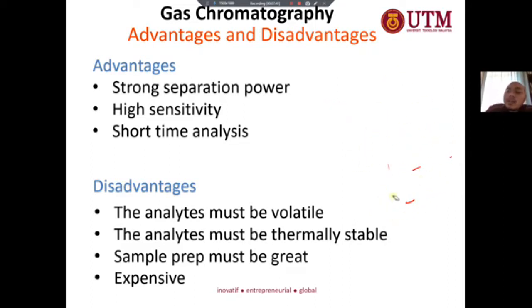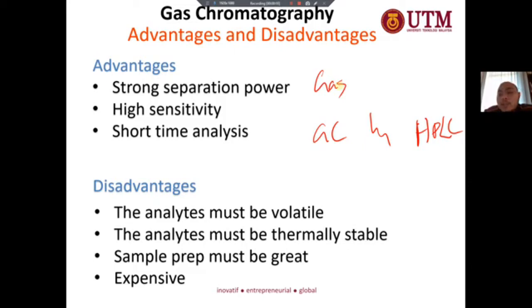I don't like to make you guys memorize, but you need to understand. Okay, we have GC and HPLC. Later on you will learn about the HPLC. The problem with the GC is that the analytes must be volatile because we use gas as the mobile phase carrier.